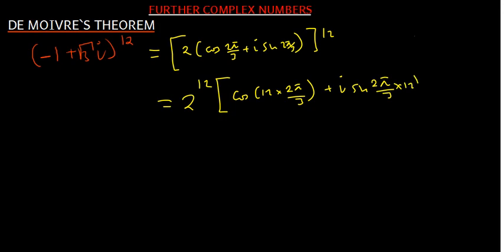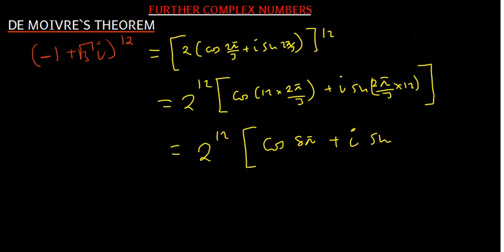This is also multiplying with 12, so you don't need to forget that. So this is going to give us 2 to the power 12, cos 3 into 12 is 4. 4 times 2 is 8. That is going to be 8 pi plus i sine 8 pi, like that.